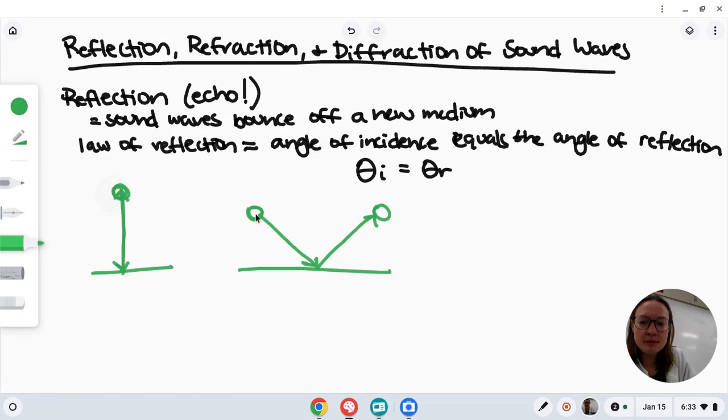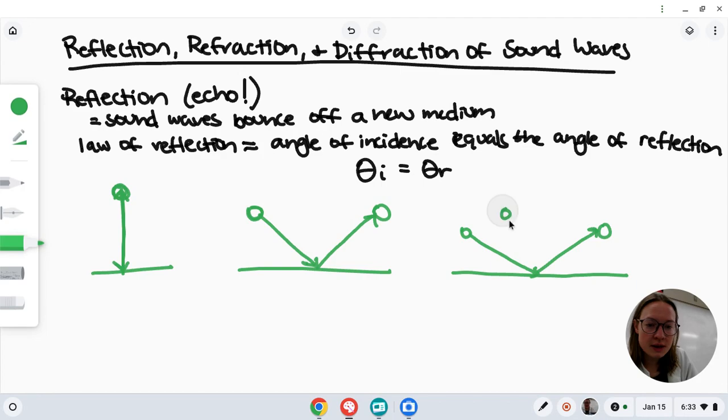If you send it at an angle like this, it'll bounce up at an angle like this. So whatever angle that you send it in at, if you send it in at a super steep angle like this, it'll bounce off at the same angle like this. That's the law of reflection: the angle of incidence equals the angle of reflection.